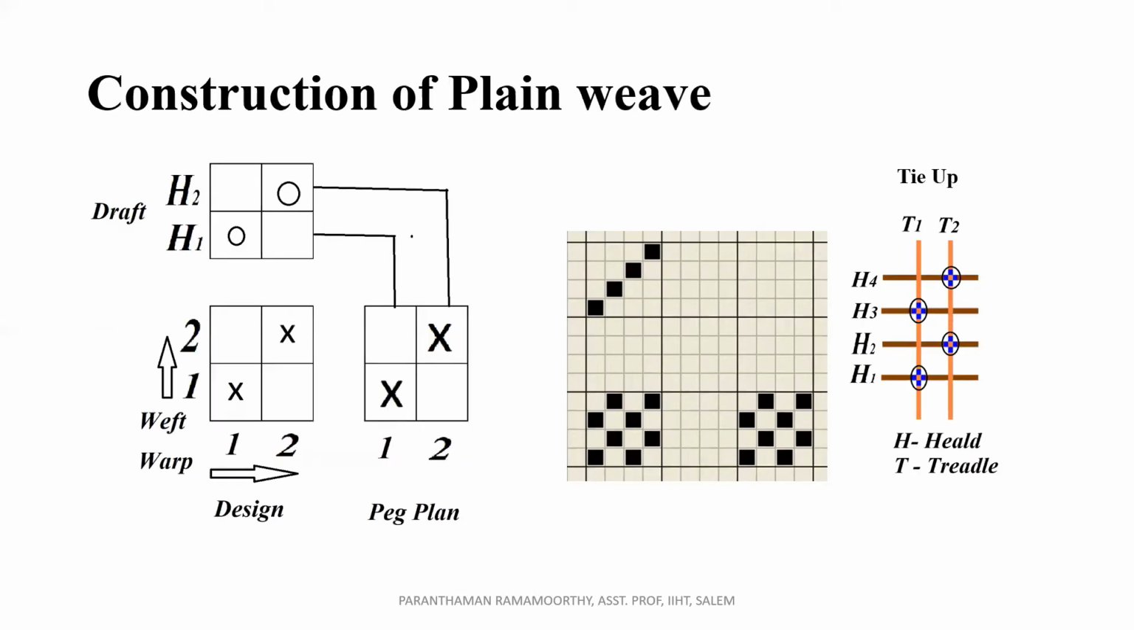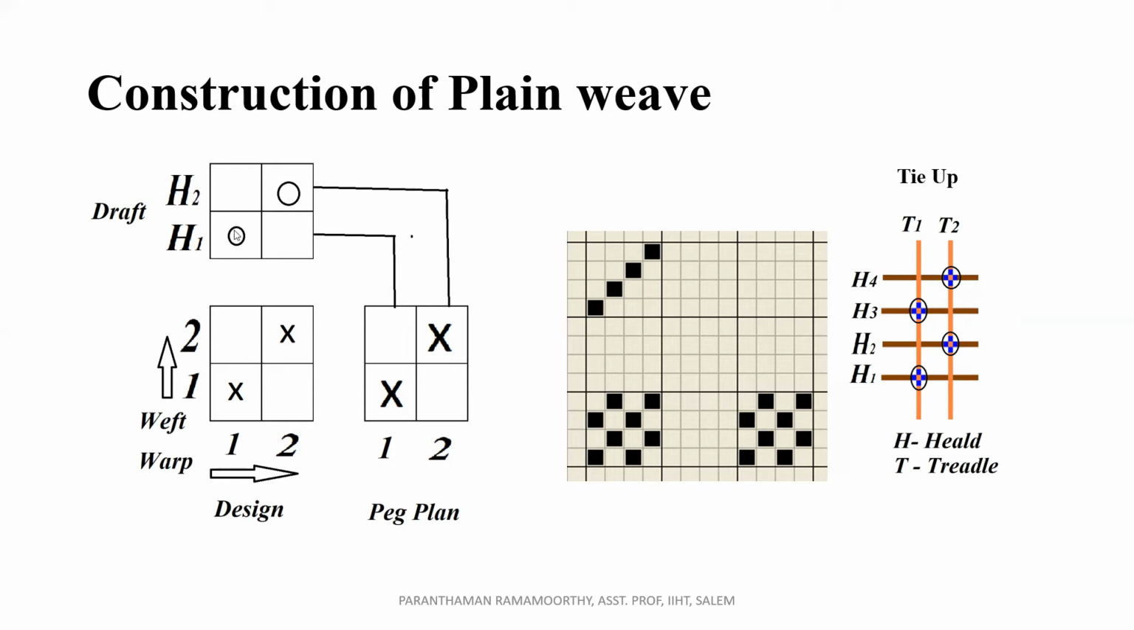Construction of a plain weave. Here we are seeing the design, draft, and peg plan of a plain weave. The plain weave is the arrangement of warp up and warp down in an alternate manner. The cross marks indicate the warp up and the blank boxes indicate the warp down. So here we are arranging the warp up and warp down in an alternate manner on both sides.